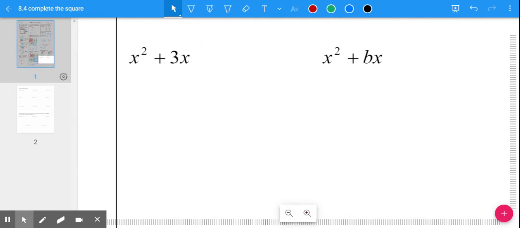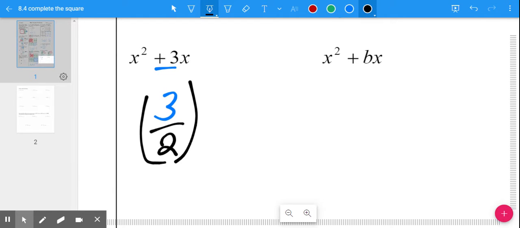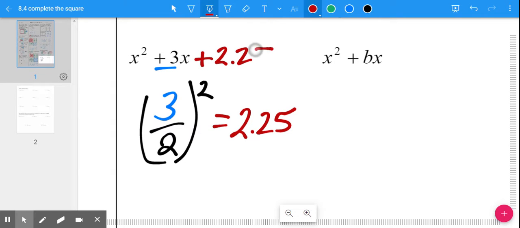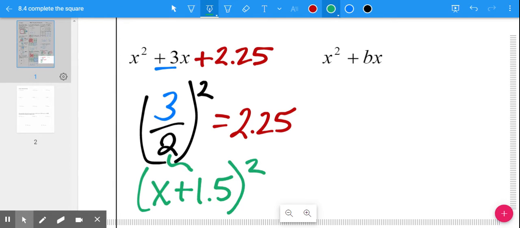So in the next one, we have an x plus 3. So our b value is 3. You take your b value, divide it by 2, and square it. And that gives us 2.25. So we would be adding 2.25 onto the end. So to write your binomials, again, you just need what's written inside here. So that makes a 1.5 squared. 3 divided by 2 is 1.5.